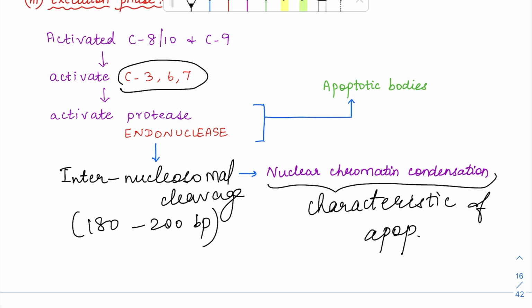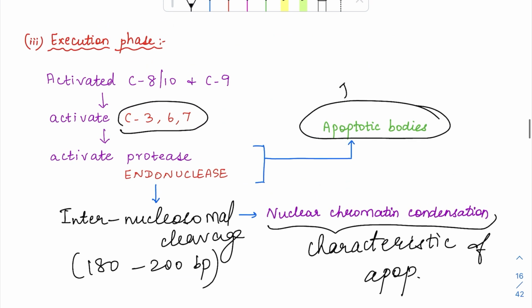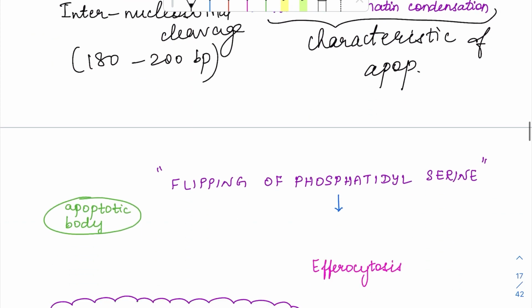Once these enzymes like protease and endonuclease are activated, one part is going to cause this internucleosomal cleavage, and other than that it is going to form the apoptotic bodies. There is going to be formation of apoptotic bodies as a result of the activation of these execution caspases. So what are these apoptotic bodies? These are nothing but membrane-bound organelles only, which may or may not have a nucleus. The part of the cell's organelles are going to be disintegrated now. So they'll take a part of this cell membrane and form membrane-bound organelles, which are going to have either a part of the nucleus present or not present. So this is the definition of apoptotic body.